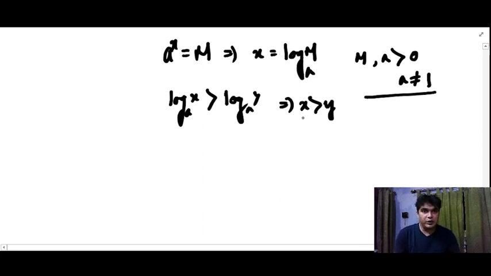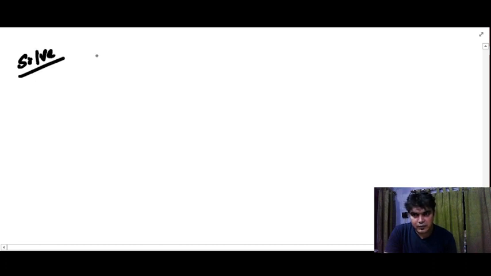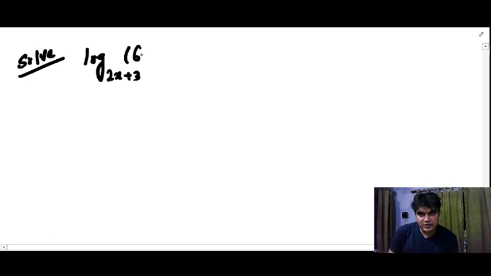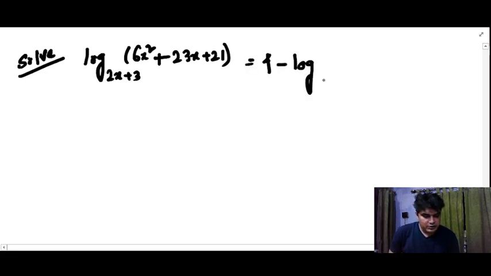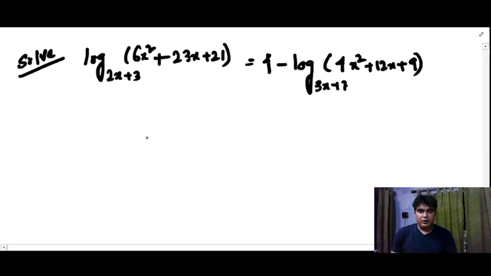Now, how are we going to use it? Say we have a problem like this: log of 2x plus 3 in the base, and here we have 6x square plus 23x plus 21, that equals 4 minus log of 3x plus 7, and here we have 4x square plus 12x plus 9. And we have to solve for x.